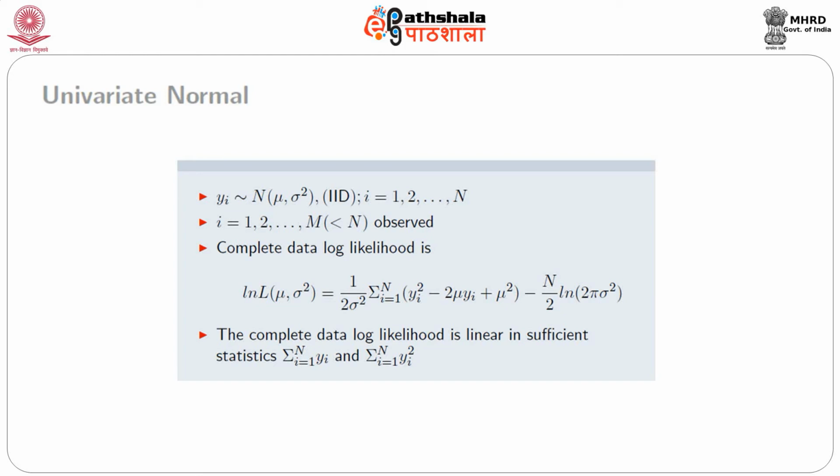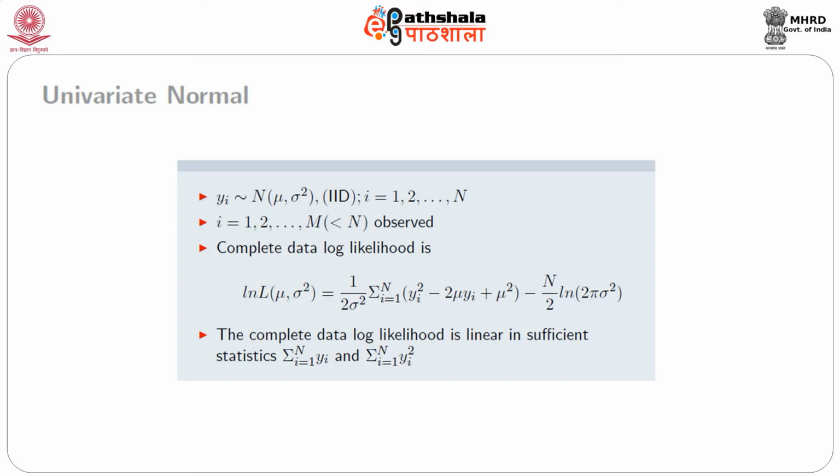Consider the univariate normal case where yi follows IID normal mu, sigma square, and i runs from 1 to n, but suppose only m of them are observed. So, i is equal to 1 to m and m is less than n. So, the complete data log likelihood is ln L of mu, sigma square, and that is minus 1 by 2 sigma square, sum over i from 1 to n of yi square minus twice mu yi plus mu square. So, we have expanded the yi minus mu whole square term, minus n by 2 log of 2 pi sigma square.